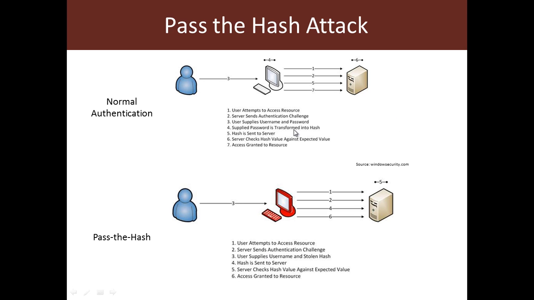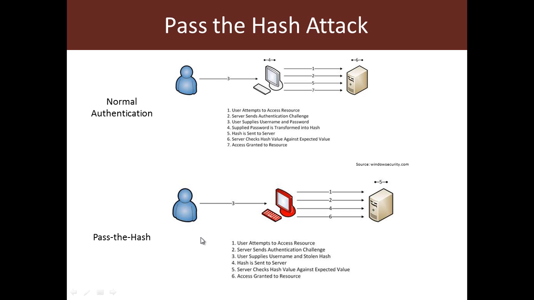So what is the pass the hash attack? During normal authentication, whenever a user tries to access a resource on a remote computer on the same network, the remote computer first sends an authentication challenge. The user supplies his username and password on his local machine, which gets hashed and is sent to the server. If the hash matches the expected value for that username, the user is allowed access to whatever resource he has requested, if he has the proper authorization. This is how normal authentication works on a Windows network.